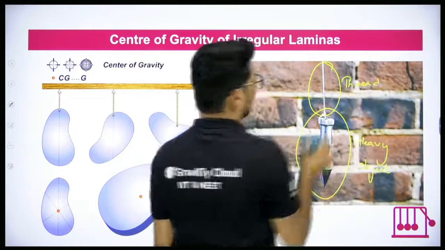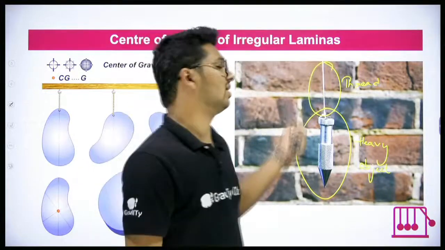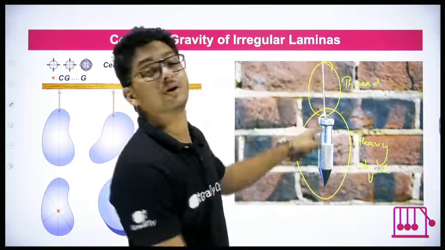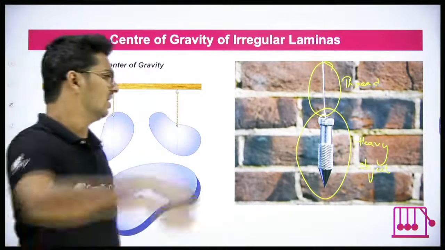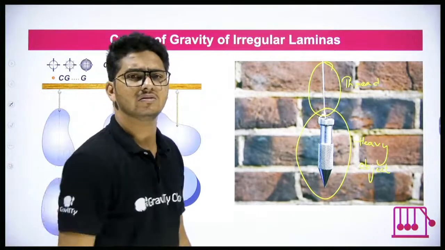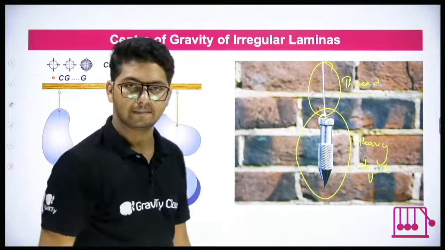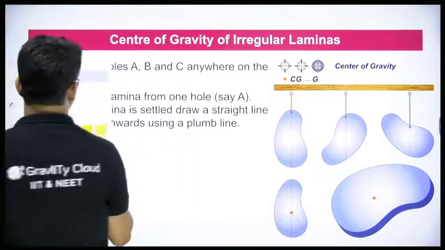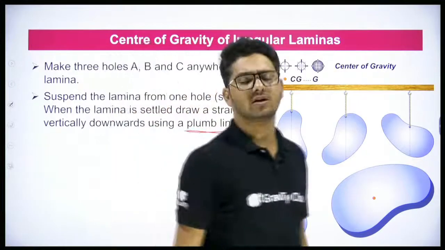When you do it that way, the thread will be exactly vertically down. So if you use this, a vertical straight line can be drawn using a plumb line. In construction sites, it is used very regularly, for many purposes, to see the vertical. This is a plumb line, used to draw vertical lines. Got it? Good.